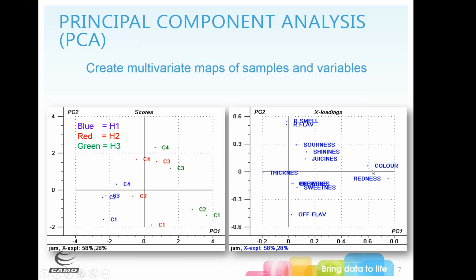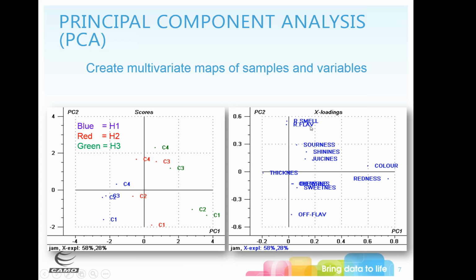And so what we can do is look at our loadings compared to our scores and see that if we are far to the right on our PC1, then we have a high color and bright redness. And if you're far to the left on PC1, you're seeing thicker jams. So what we see is that our early harvest of our raspberries gives us thicker jams that don't have as much color or the redness that we would expect in those jams.